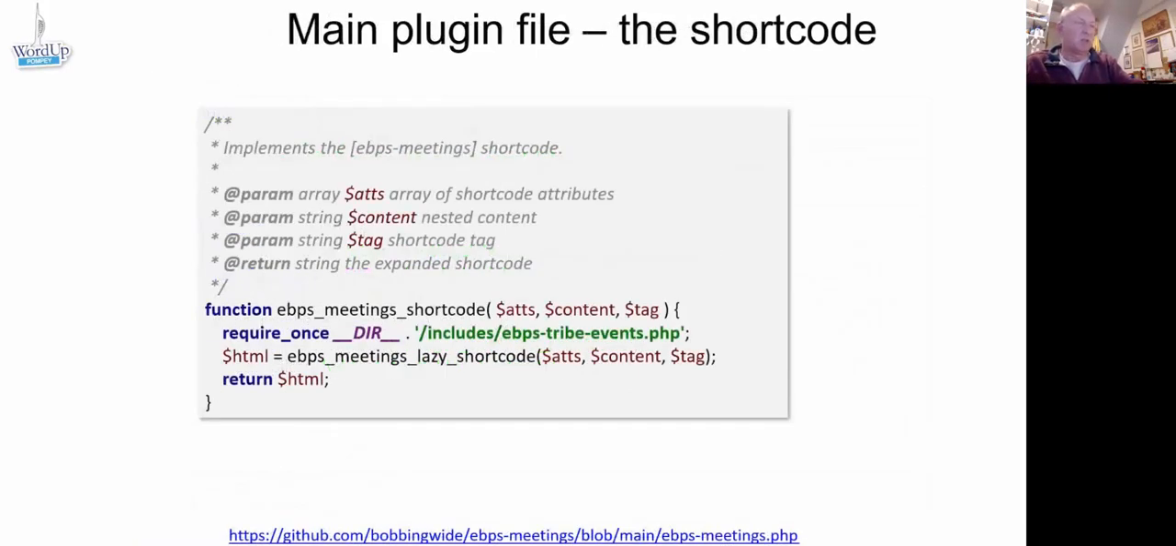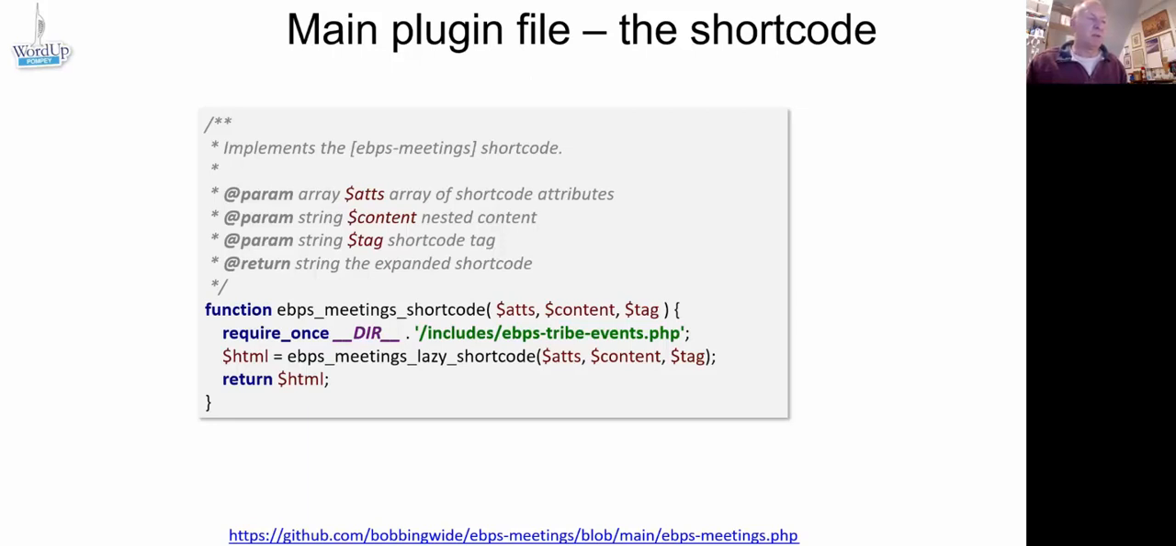So we'll have a look at this shortcode. Shortcode is a function which takes 3 parameters. The first parameter is an array of attributes, which are the parameters to the shortcode. The second parameter is a string of content, which might be the content you write in between the start of a shortcode and the end part of a shortcode. And the third parameter is the name of the shortcode that's being invoked, because you could have the same function implemented for multiple shortcodes. In this particular case, ebps_meetings is a shortcode that hasn't got any parameters. So the ATTS array will be empty, the content will be empty, and the tag will be ebps_meetings.